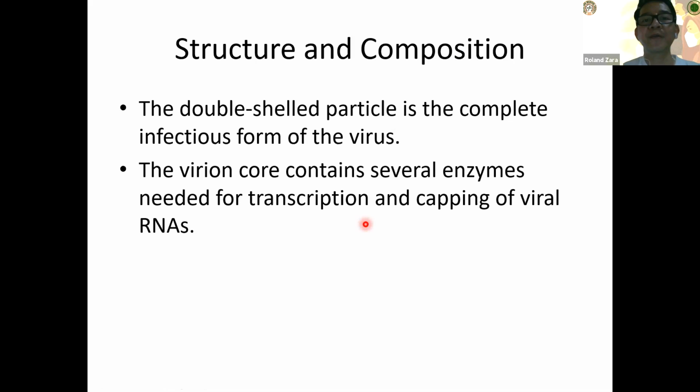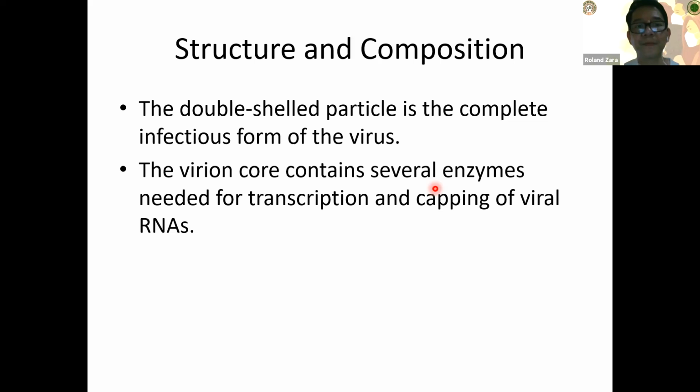Your reoviruses are double-shelled particles, the complete infectious form of the virus. It contains several enzymes. I said 85% of your reovirus consists of proteins, and these proteins are the enzymes needed for viral replication.